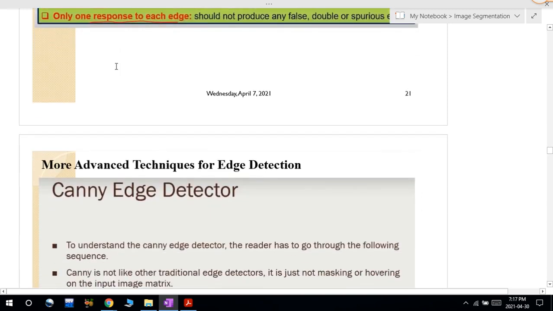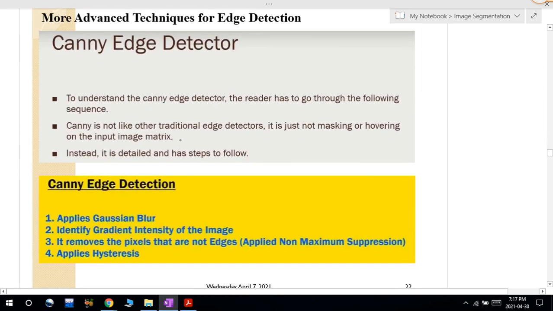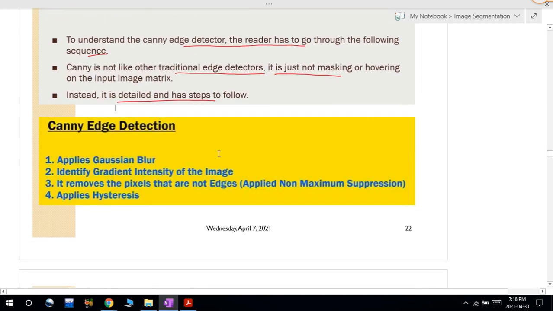So to understand the Canny edge detector, the reader has to go through the following sequence. It is not like traditional edge detectors. In the case of traditional edge detectors, we take one filter or mask, apply that mask on the image, and after that we get those edges. But in this case, it has to follow some different steps.